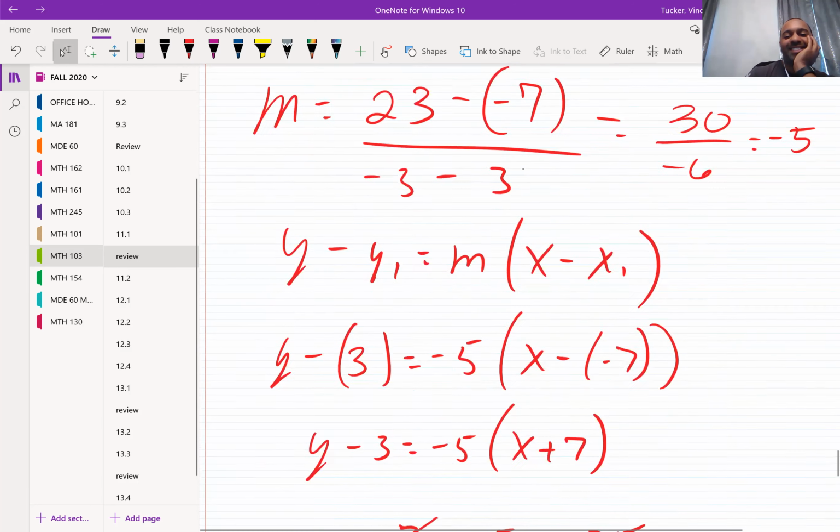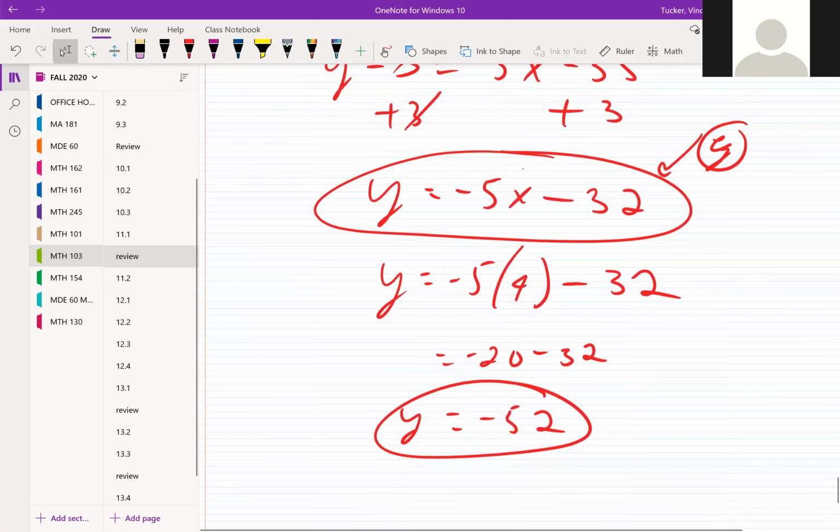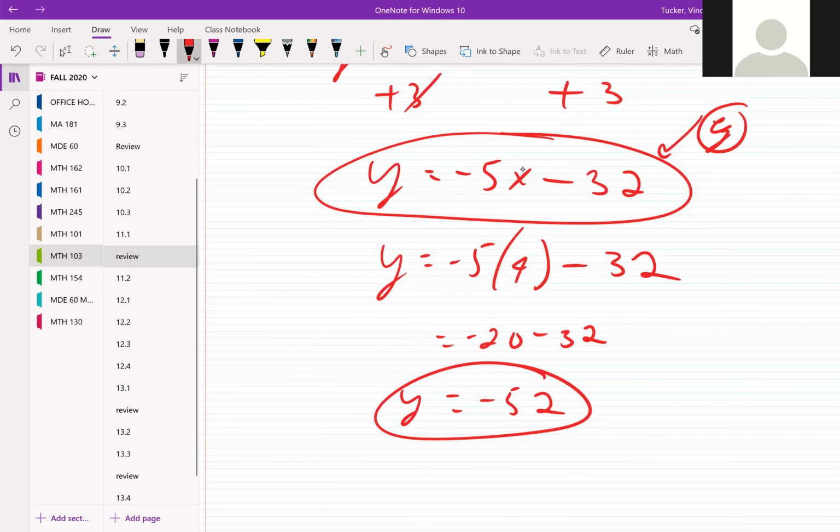Minus 32, and it's -52. Please let this be -52. That's what it's supposed to be. So I think I got it. It's wrong. You put -52? Yes. All right, so let's see what's going on here.